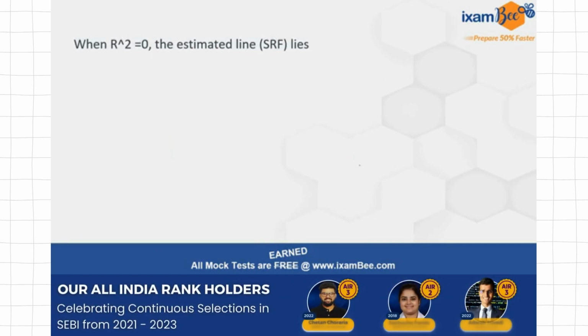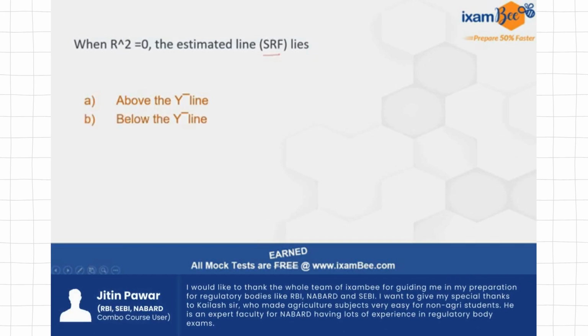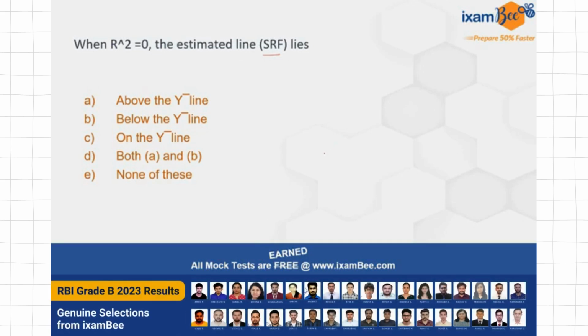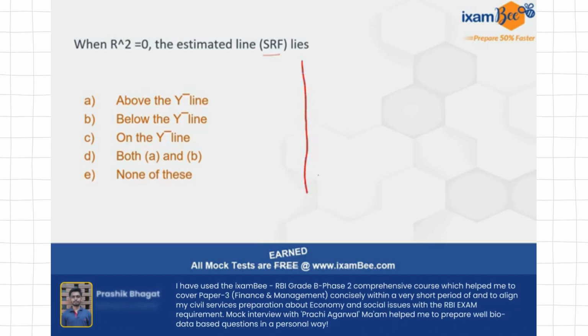The question on your screen is, when R square is equal to 0, the estimated SRF, the sample regression function line, lies where? Above the y-bar line, below the y-bar line, on the y-bar line, both A and B are true, or none of these. What do you think will happen in this case? Where should the estimated sample regression function lie? If you know this answer, pause this video, mark your option and then move forward. If you don't know, let's see what this question is trying to tell you.